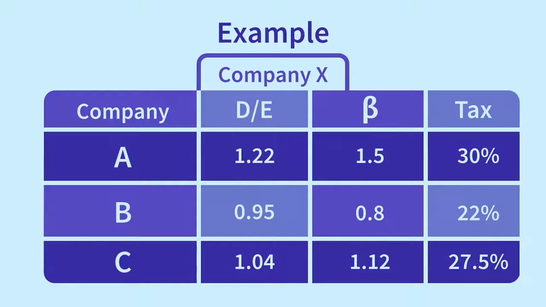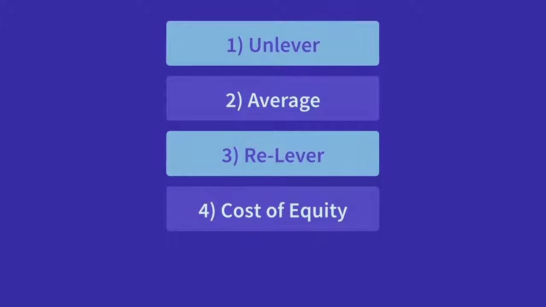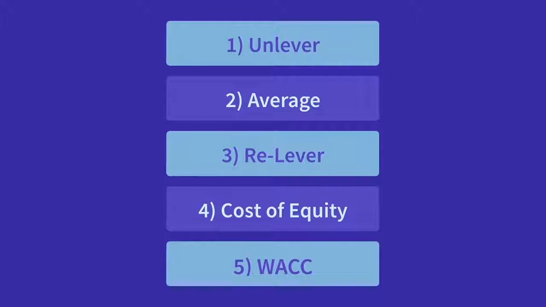Here are the steps we need to go through to get the answer. We start by taking the beta of the comparable companies and we unlever them. Step 2 is to calculate an average unlevered beta from this group. From there, we relever, accounting for company X's capital structure, and the last step then is to estimate the weighted average cost of capital using the formula we discussed earlier on.